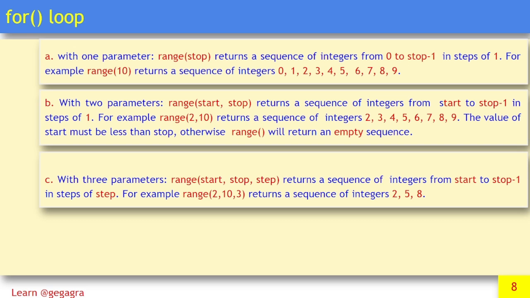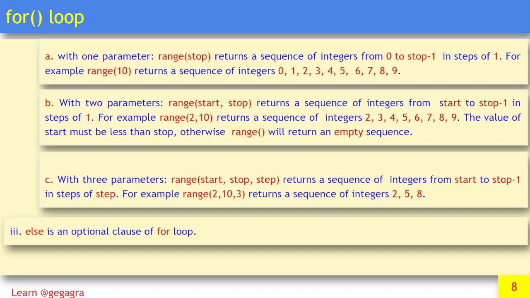Next, else is an optional clause of the for loop. So it depends on the user whether he or she uses it or not.